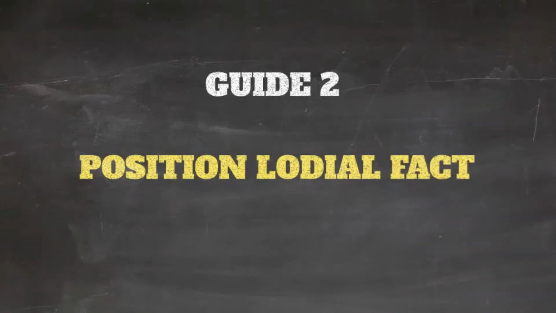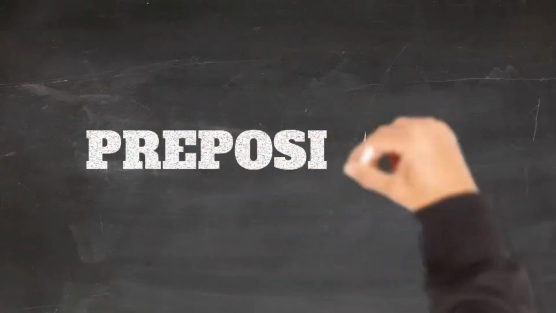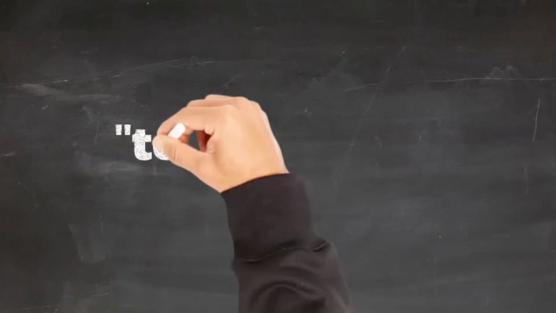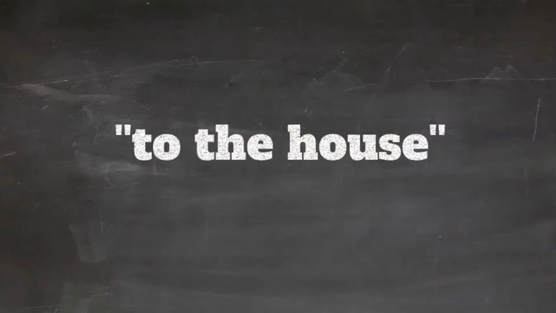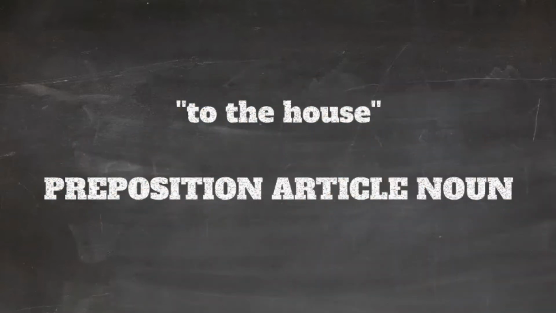In the past, we were taught that to certify a fact, we must have a preposition and an article. People might be familiar with hearing preposition, article, noun. A preposition is a word that tells you where or when something is in relation to something else. By definition, a preposition is a word used before a noun or pronoun to mark its relation to the rest of the sentence. Such as to, when saying, I went to the house. To the house. Preposition, article, noun.